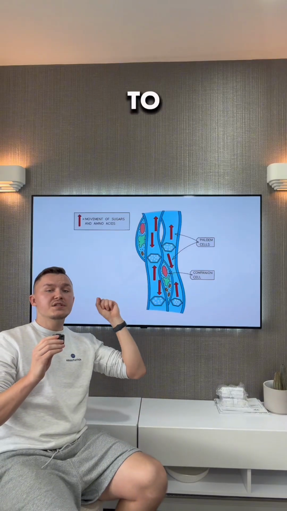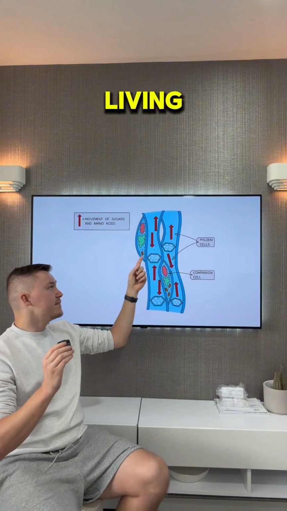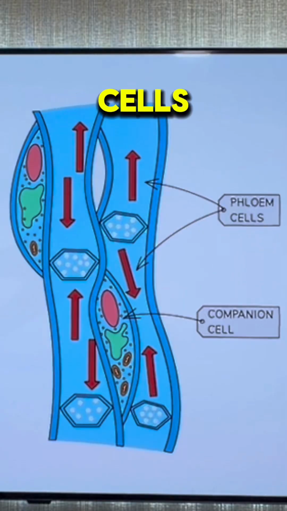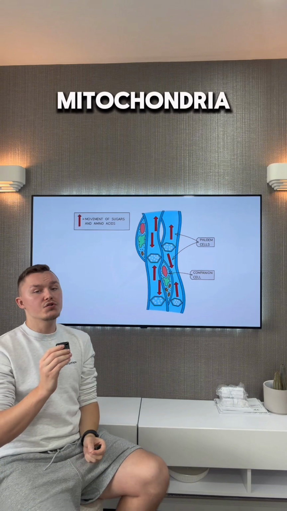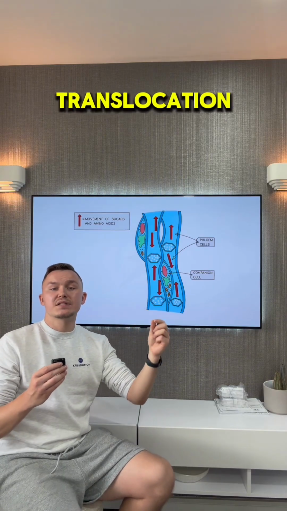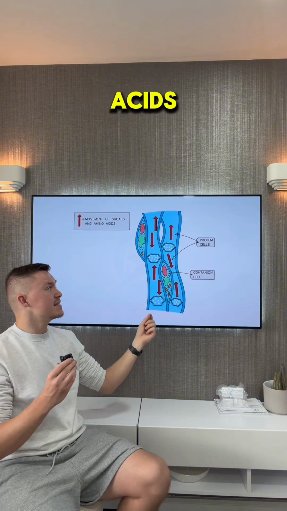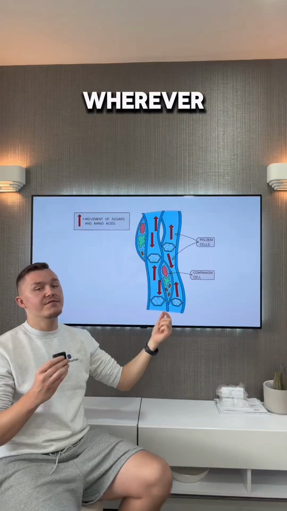The other vessel we need to know about for plants is the phloem vessel, and this one is made up of living cells which also have companion cells next to them filled with lots of mitochondria because they require energy. And phloem vessels are involved in translocation, which is movement of dissolved sugars and amino acids up and down the plant wherever they are required.